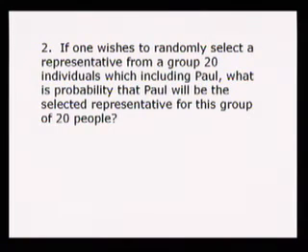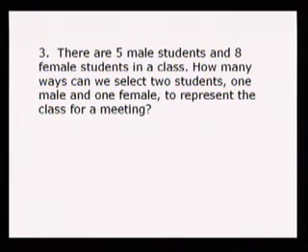How about this? If one wishes to randomly select a representative from a group of 20 individuals, including Paul, what's the probability that Paul will be selected? This is probably, you don't even need to use a permutation or combination. This is a simple ratio. 1 out of 20, right? The chance of anybody to be selected is 1 out of 20 because there are totally 20 people. Okay? Makes sense, good.